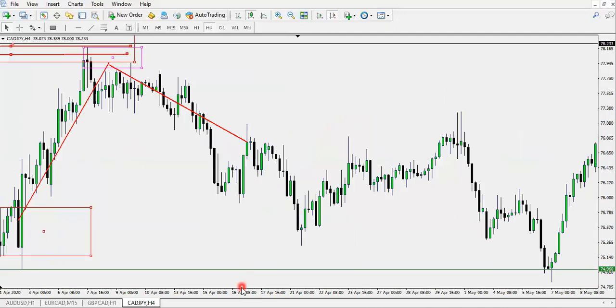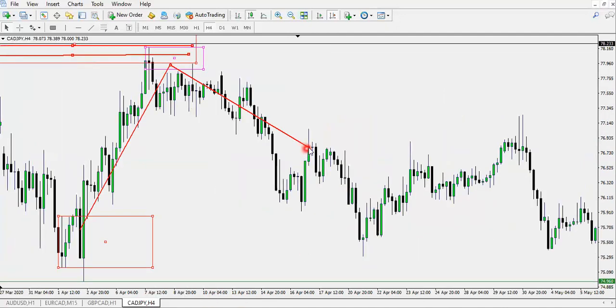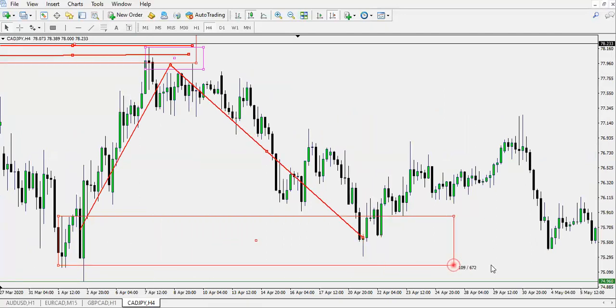So as you can see here, price then moved down and into our order block over here. You can see that there was another order block created inside of this order block, and price rallied up, bounced off our bearish order block and into our other order block.